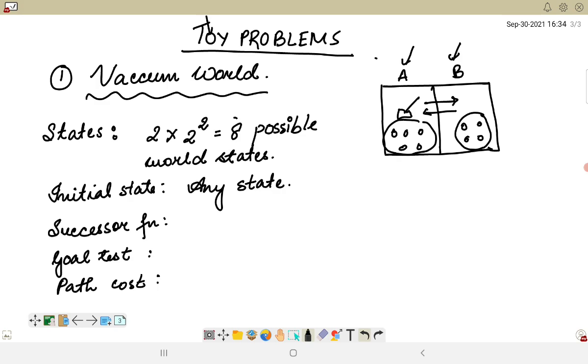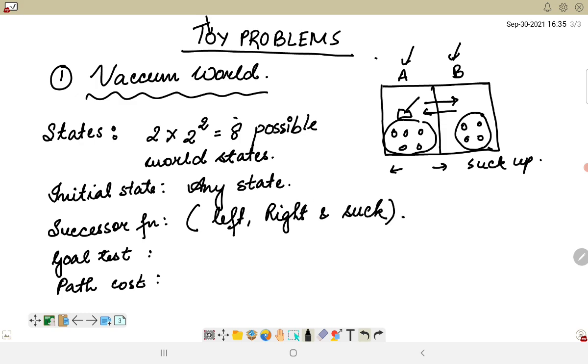What would be the 3 actions? To move left, to move right, and to suck up. So these 3 would be the possible options, or possible successor functions, which it can do. Based on the action, I'll just write it here as left, right, and suck.